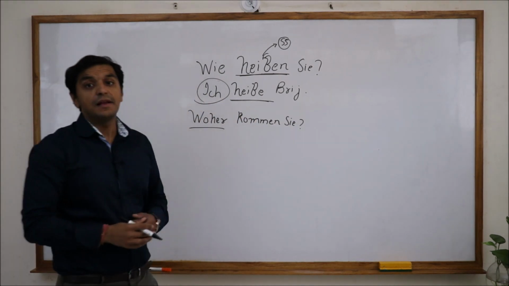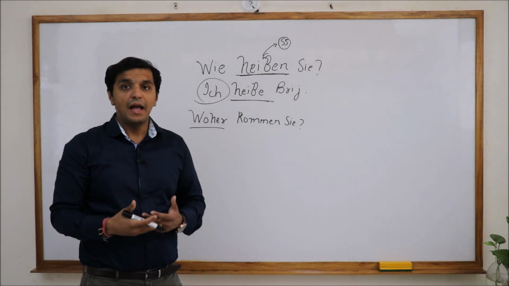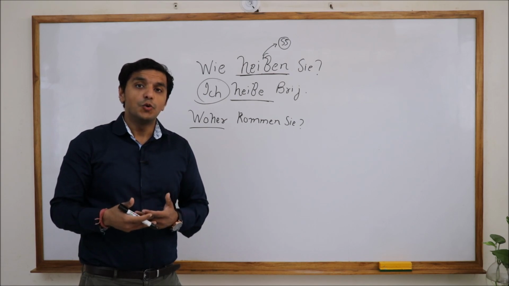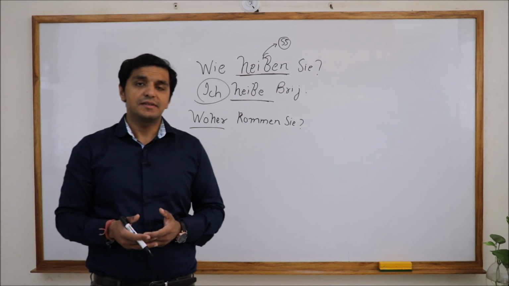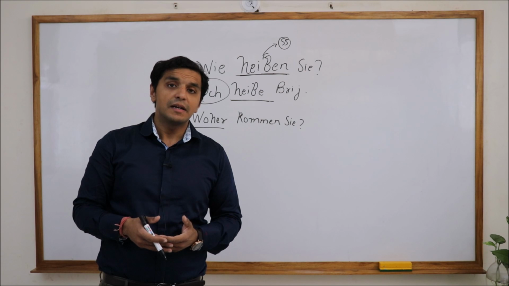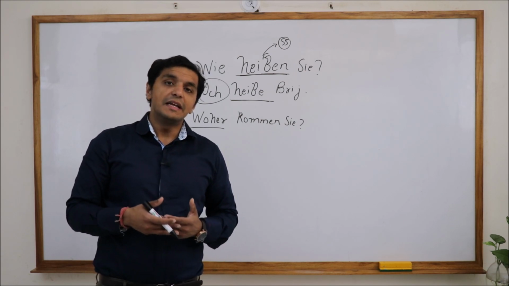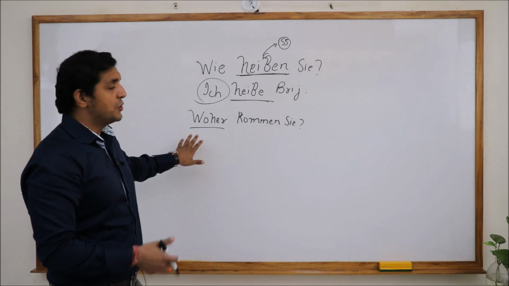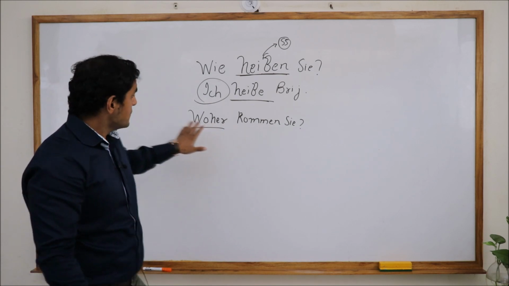Woher is where from, kommen is similar to the English come, and Sie, as you would learn, is the polite you form in German. This is very similar to what you have learned in Hindi over the years. In Hindi we have two forms, आप, which we use to accord respect, and tu, which we use with people who we are familiar with. Similarly, in German we have two forms, Sie and du. Today we'll be only doing the Sie form, and we'll be covering the du form in a different chapter.